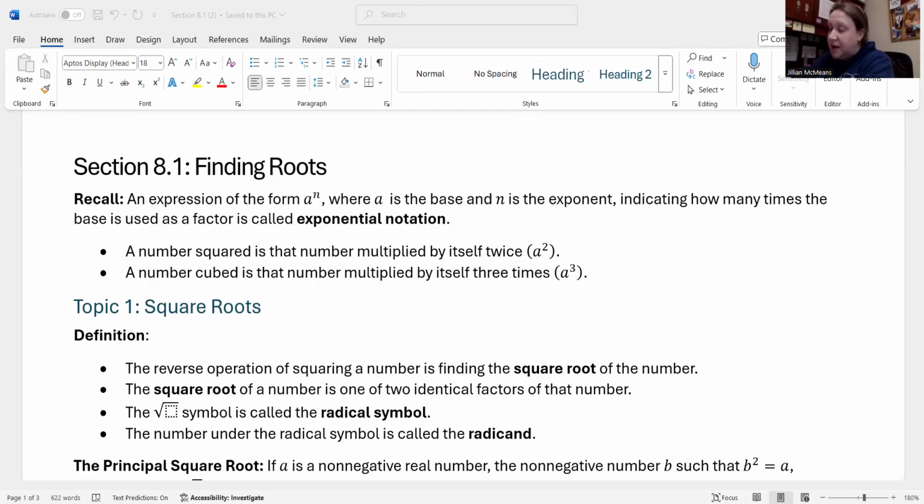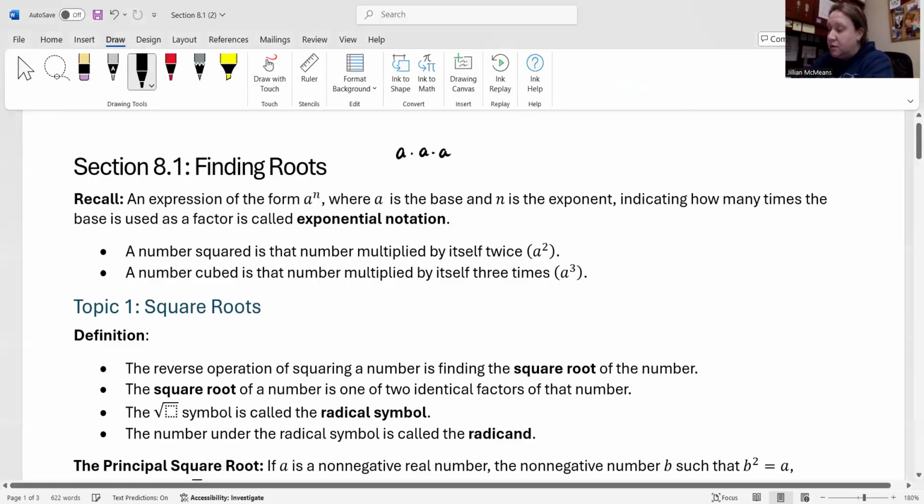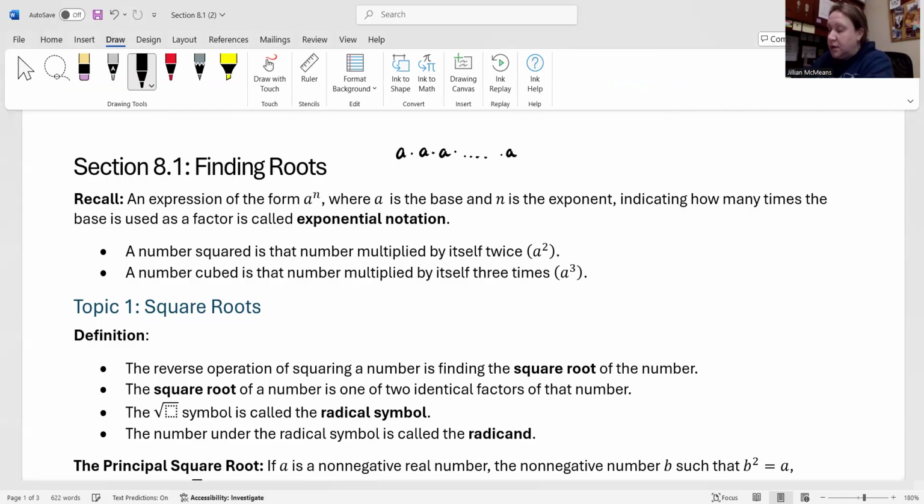So we basically have a times itself n times. So a is the base, it's being multiplied as a factor repeatedly. N tells us how many times to multiply a. Now, there are two exponents that come up so often they get their own name. So we would say a number squared is that number multiplied by itself twice. You could say a to the second power, you could say a to the power of 2, or you could just say a squared. And I do bring this up because in a minute we're going to talk about square roots. And that word square means something, okay?